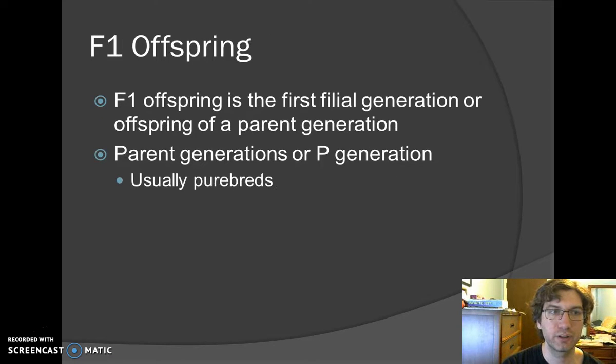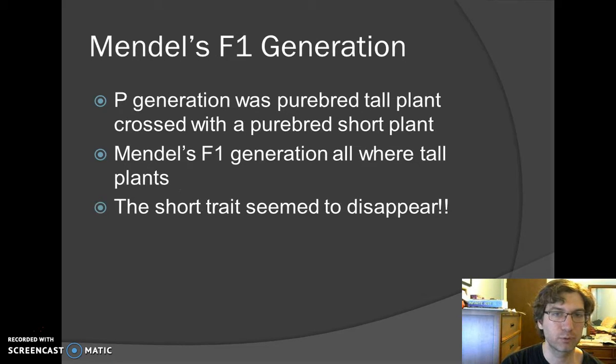So we have an F1 generation. The F1 generation is going to be our first phenotype. This is going to be the offspring of the parent generation. So if you want to think of your parents as the parent generation, you would be the F1 generation. Your parents would be the P generation. In Mendel's experiments, your parents are going to be purebred. So they are going to have the same alleles, and they are going to have generations and generations of having the same trait. Your F2 generation would be your offspring, and we'll get to that in a second.